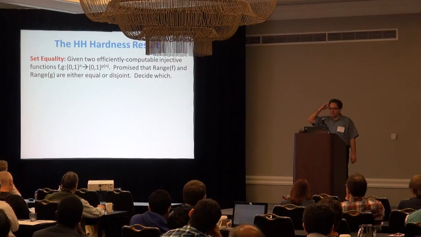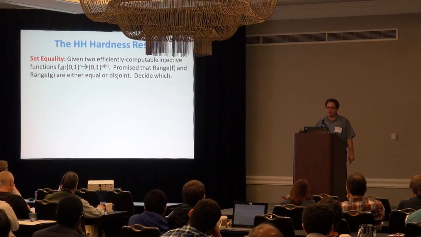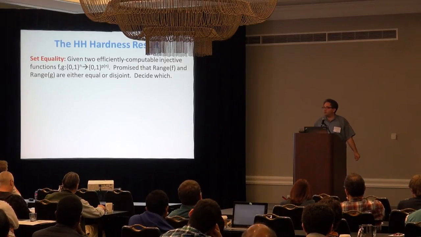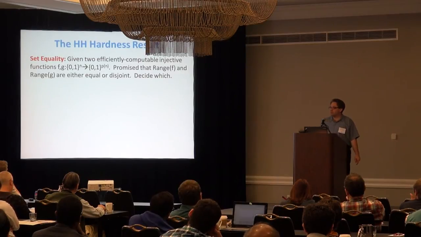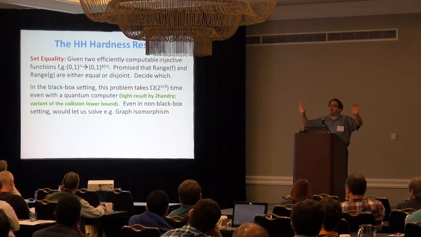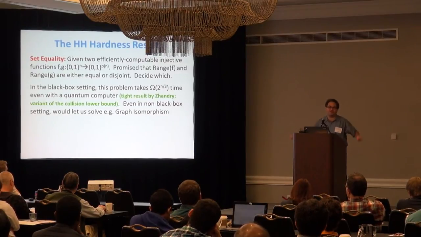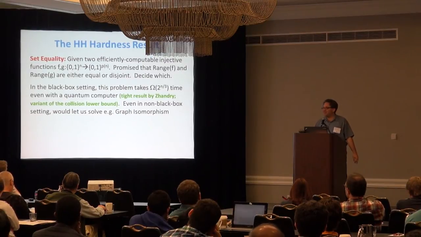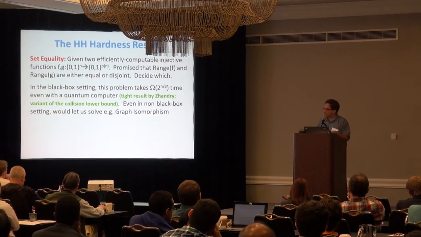Now, one of the things that I did in this collision lower bound that I proved in 2002 was to show that this problem, set equality, which is a variant of the collision problem where it's not totally permutation symmetric, right? You're promised that you've got these two different functions, F and G. But I was able to prove a 2 to the n over 7 lower bound on the quantum query complexity of this set equality problem.